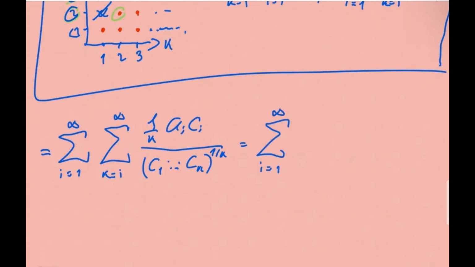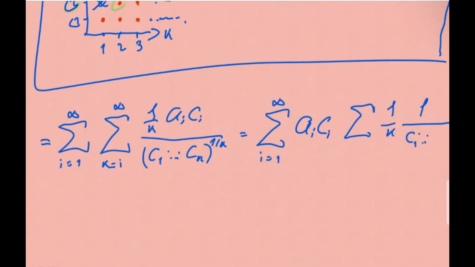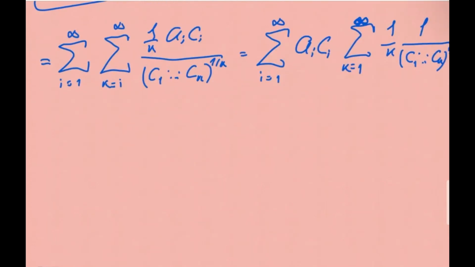We have from 1 to infinity. Then we have a_i c_i times the summation of 1 over k, 1 over (c_1 to c_k) to the power of 1 over k. And so k goes from 1 to infinity. And now we see why we introduced these c_i's to begin with. What we want to have is the following. We want to have this summation here. Summation of 1 over k times (k plus 1) from 1 to infinity.